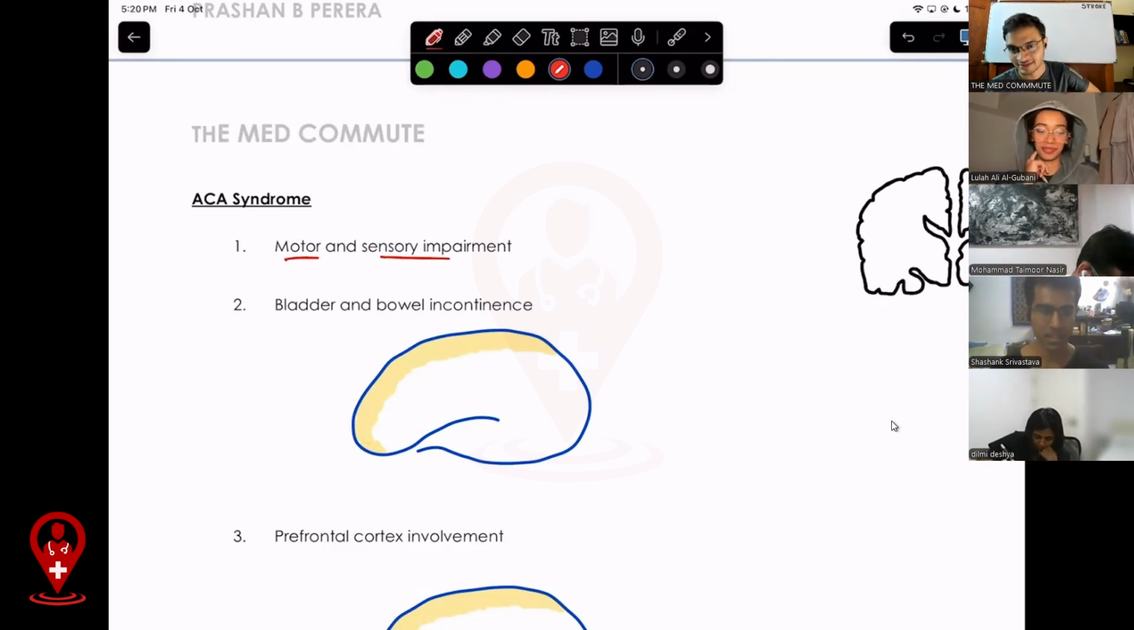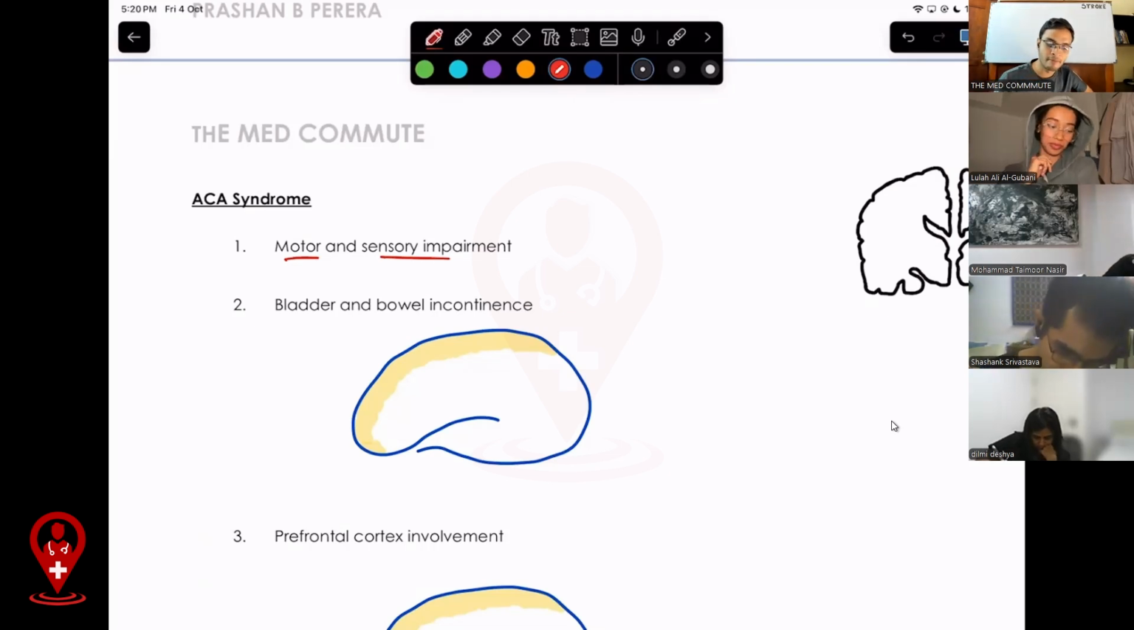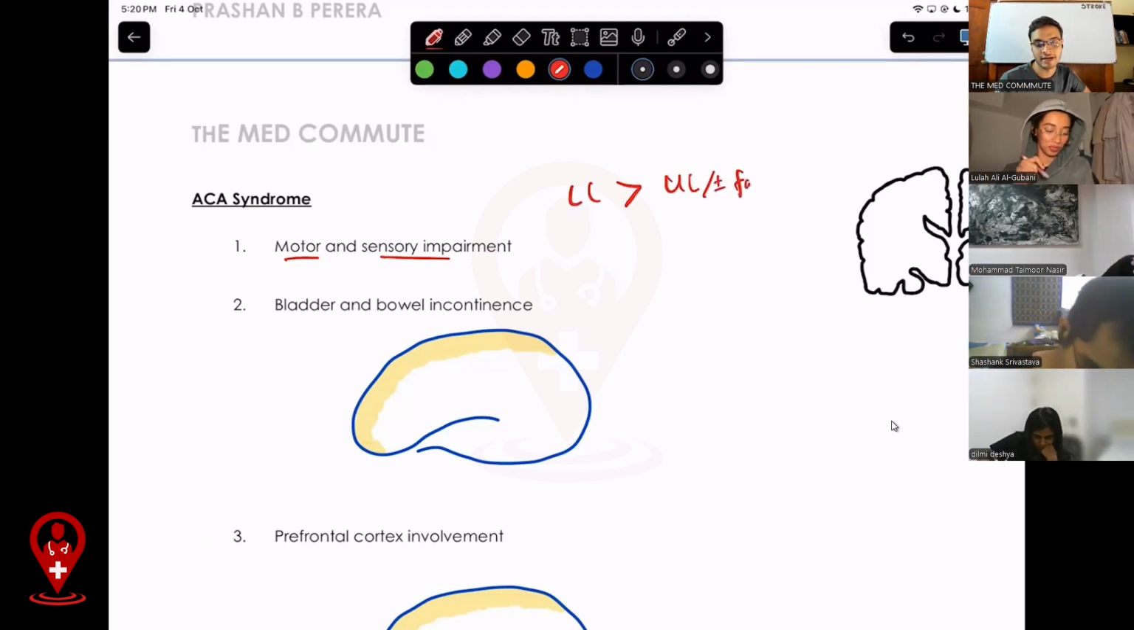Contralateral side. Right, excellent. A spastic type of contralateral hemiparesis or hemiplegia, with the lower limb affected more than the upper limb, plus or minus the face. Okay, then what about the sensory impairment? Again, contralateral sensory loss, again with the lower limb affected more than the upper limb, plus or minus the face. Okay, so this is what we discussed yesterday.